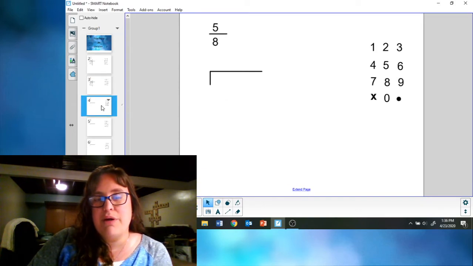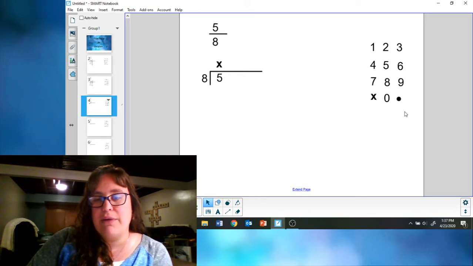Okay. Another problem tried together. I've got 5/8. Again, that fraction bar is division, so I've got 5 divided by 8. 5 goes on the inside. Your denominator goes on the outside. It is your divisor. I'm thinking to myself, if I have 5 things, can I share it with 8 people? Nope, can't do it. I don't have enough to even go around one time.